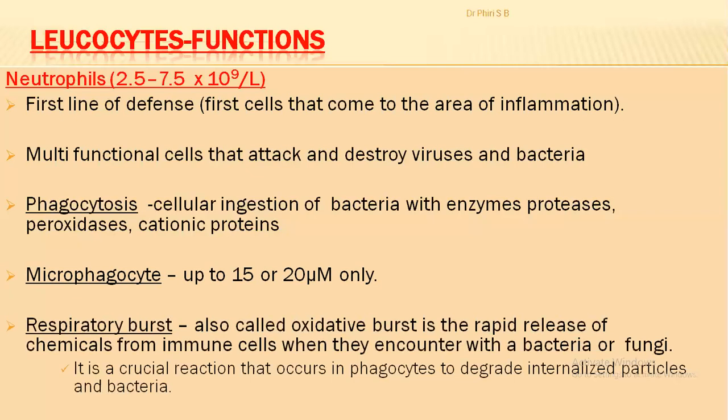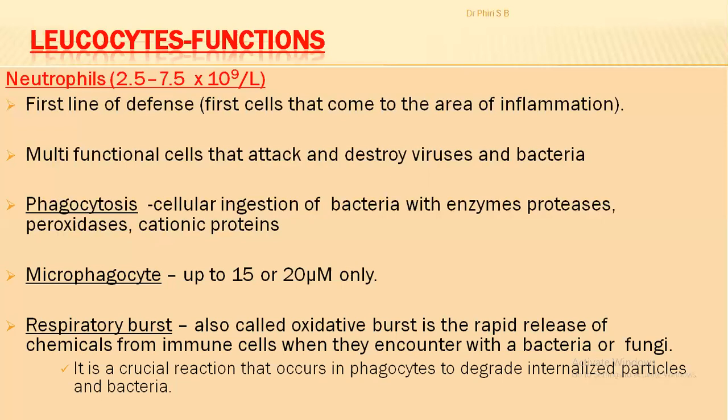Then there's a reaction which is called respiratory burst. The respiratory burst, also called oxidative burst, is a rapid release of chemicals from immune cells when they encounter bacteria or fungi. So once these cells encounter foreign organisms like viruses, bacteria, or fungi, they are able to produce chemicals, and these chemicals are also called cytokines.